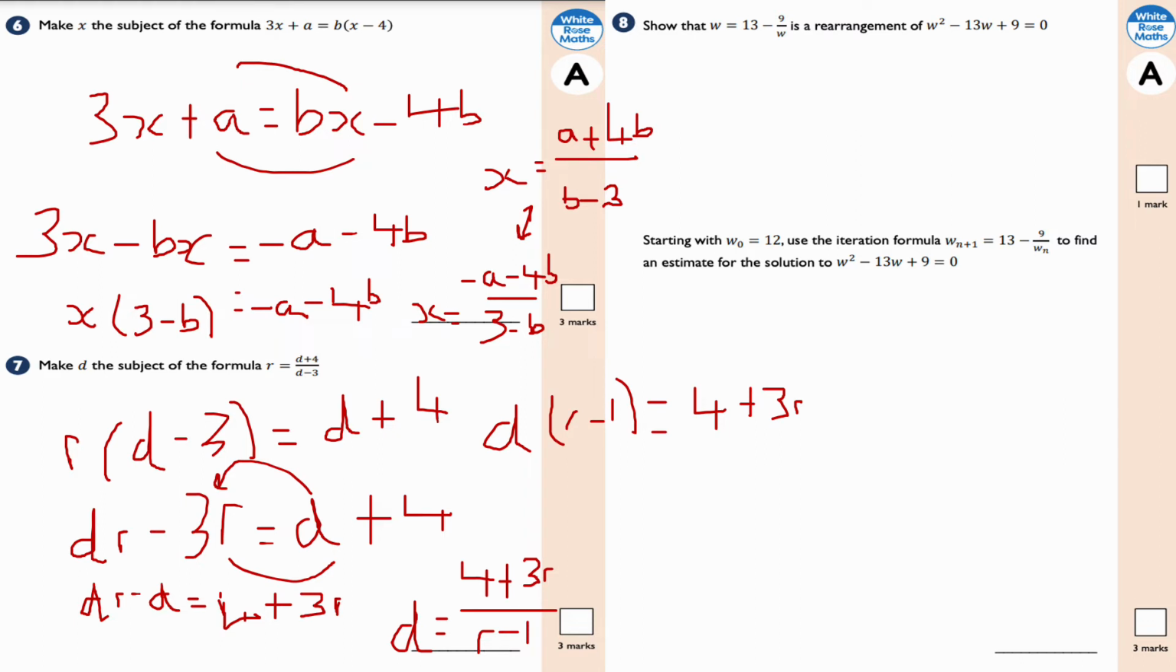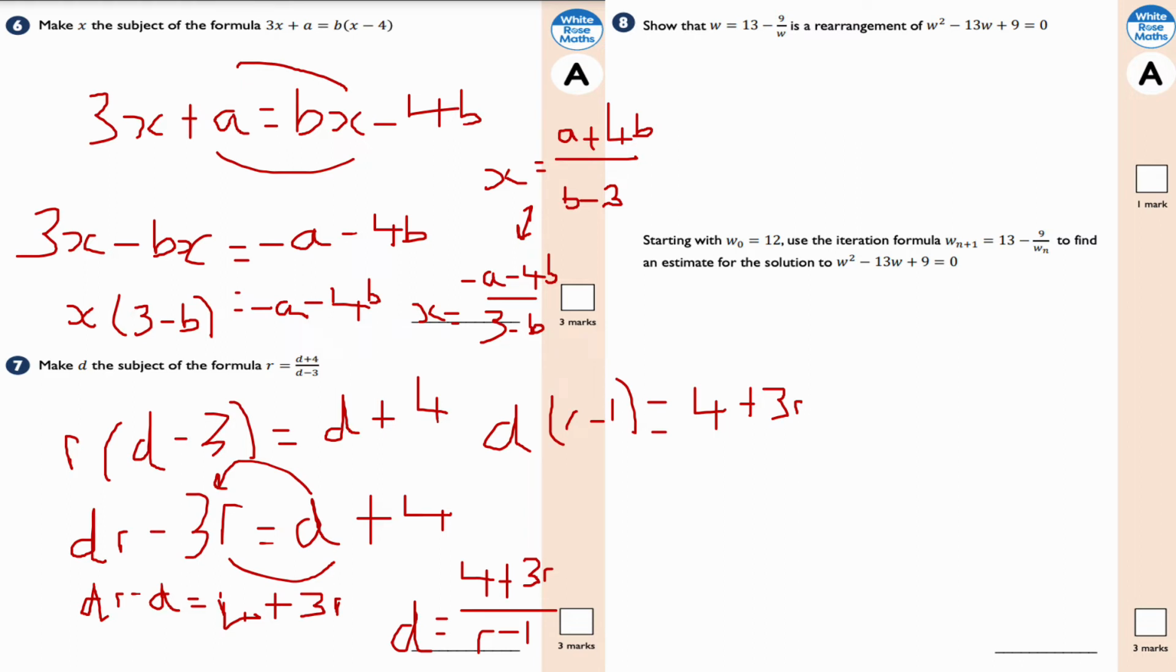Question 6 and question 7 are what are called rearranging formulas where the subject appears twice. The only way to separate it is by getting all the letters onto one side, factorizing it, and then dividing through by the bracket. So this is what it's called: rearranging formulas where the subject appears twice. Slightly more tricky example. These are possibly grade 6, even grade 7 maths that we're looking at here.